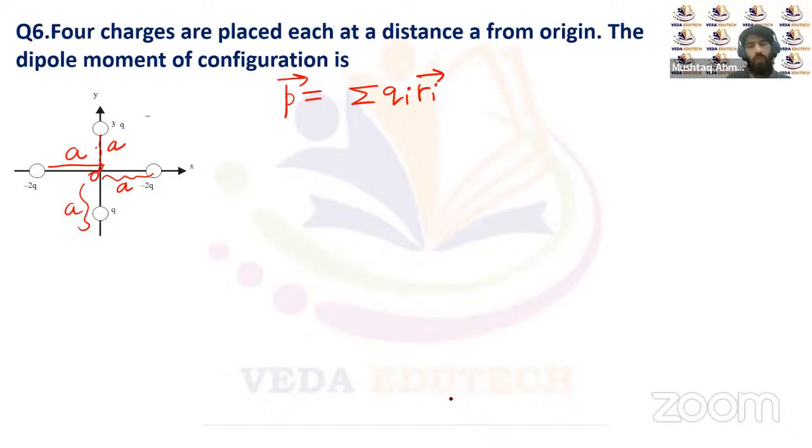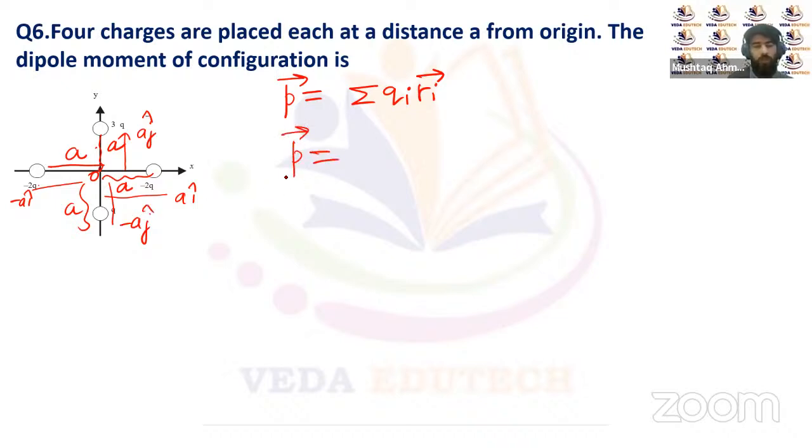So the summation of qi ri, where q is the magnitude of the charge and r is the position vector of the given charge. For the first charge the position vector will be aj cap, for the next charge it will be ai cap, for another it will be minus ai cap, and for the last it will be minus aj cap. So we'll apply this equation.